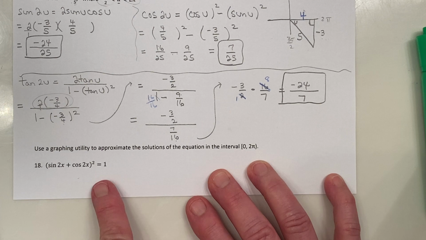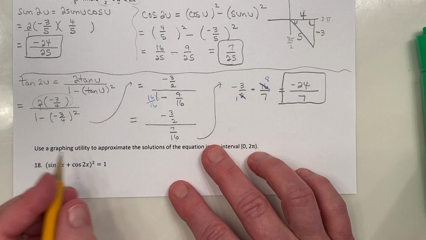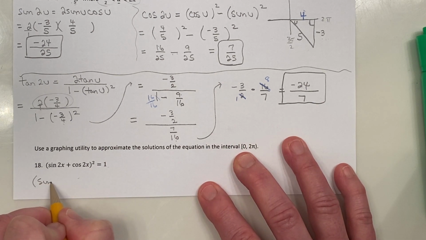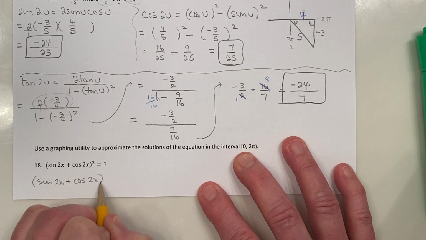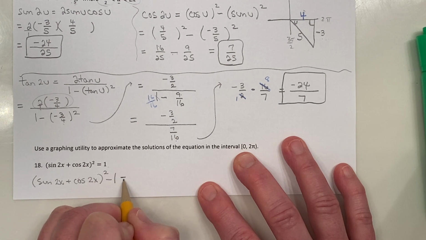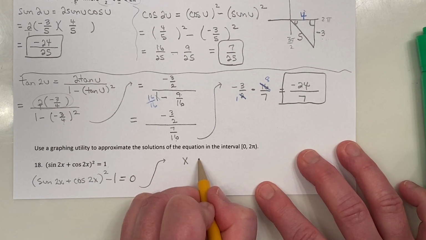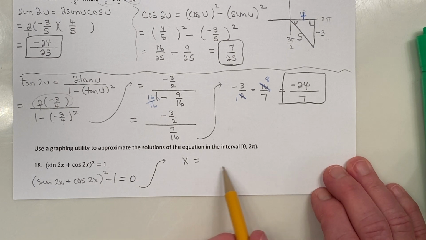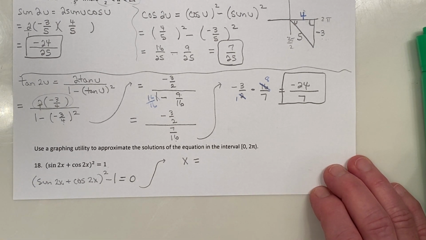Well, there's several ways that you can handle this in the graphing calculator. One way is you could set the equation equal to 0. This is one way. Pull over the 1, set the equation equal to 0. And since all my work's going to be on the calculator, I'm just going to put x equals, and I'm going to get ready for all my solutions. So let's go to the calculator.